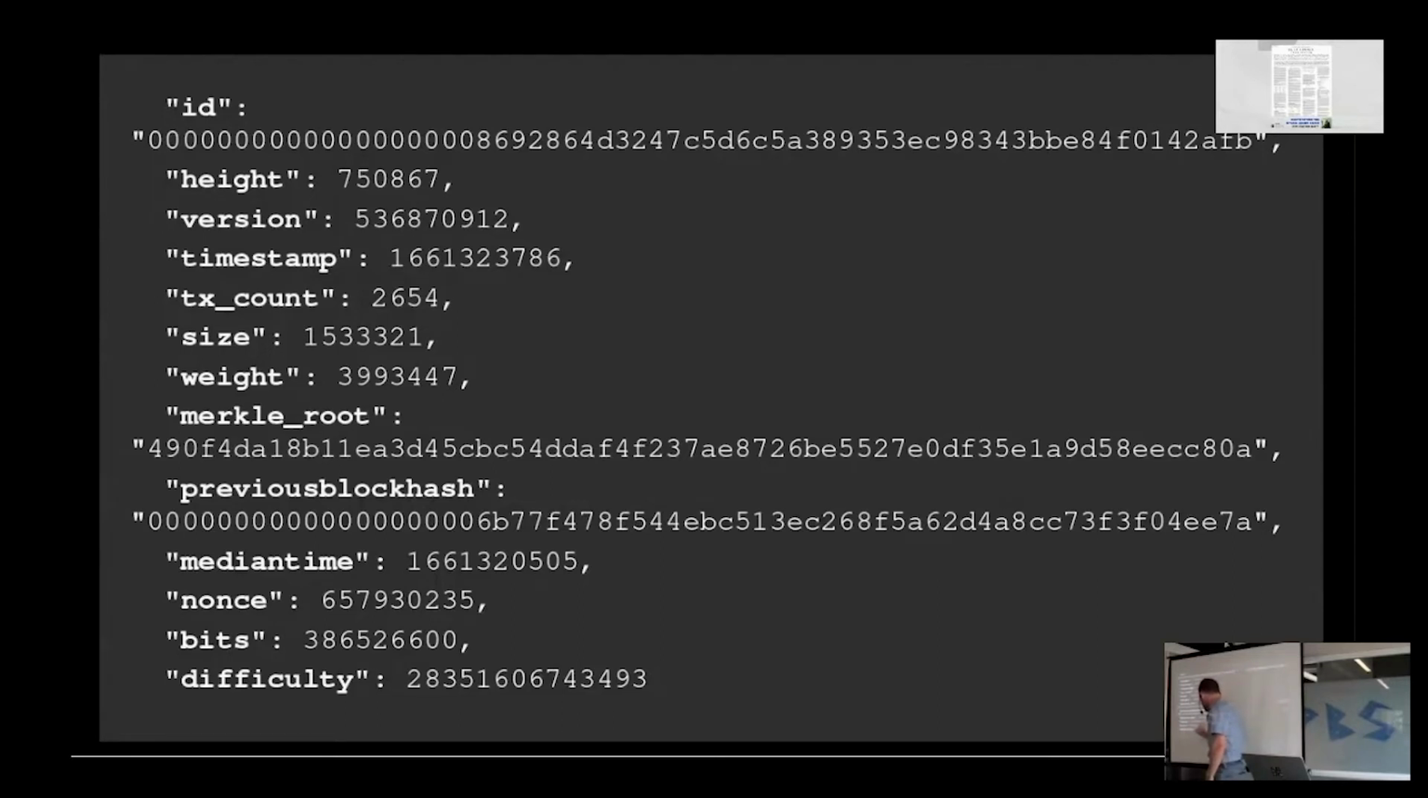It is 657,930,235. So they tried quite a few times, but they eventually got this. And look at all those zeros. It's 1, 2, 3, 4, 5, 6, 7, 8, 9, 10, 11, 12, 13, 14, 15, 16, 17, 18. That is a lot of zeros. It is really difficult to find that.